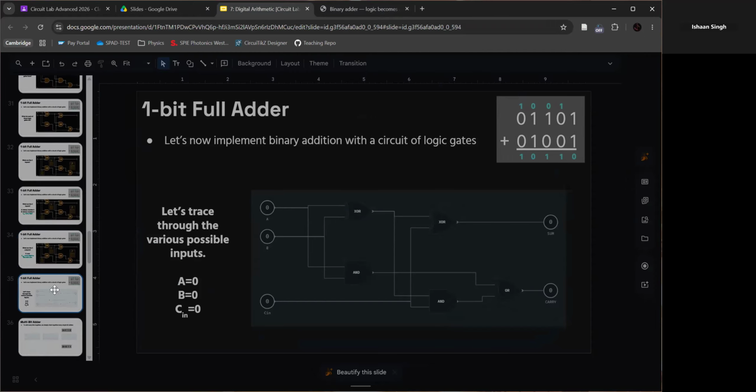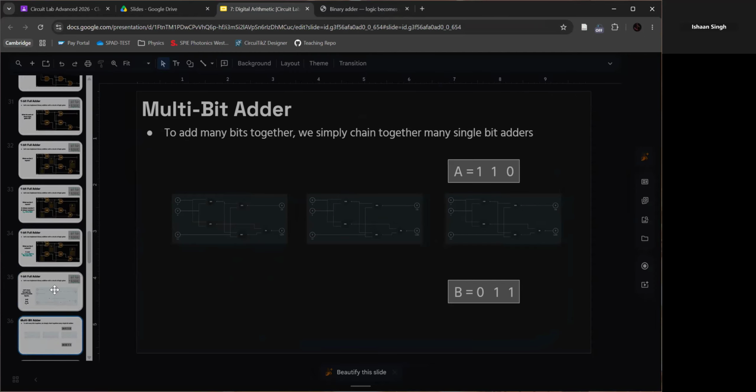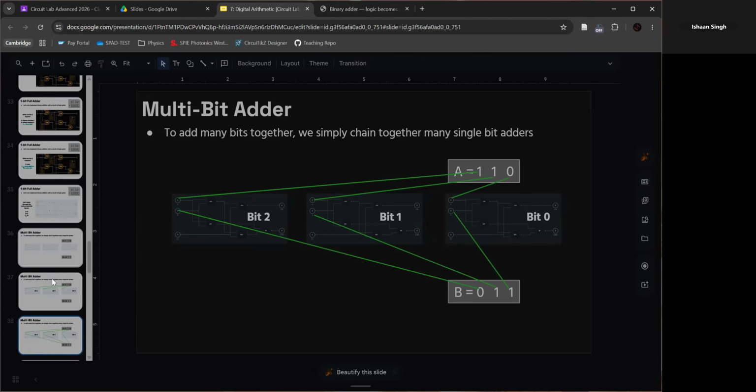Now the question remains, how do I chain these together? Well, the answer is we're just going to duplicate this circuit over and over again. So if I wanted a circuit that could be a 3-bit adder, first I would connect A to the right input. So I connect each bit to a single adder circuit. Then I connect B to its inputs. And then I would connect the carries to each other.